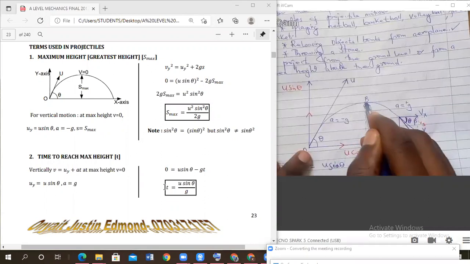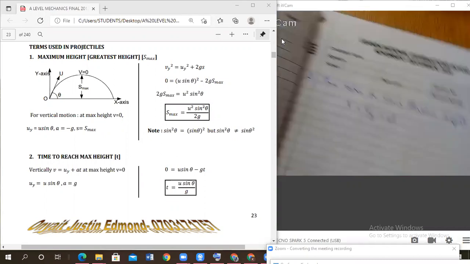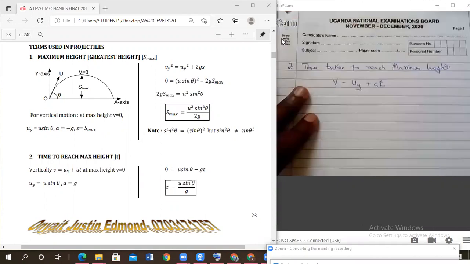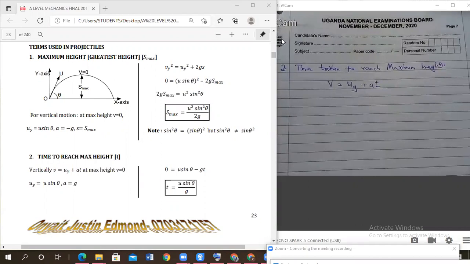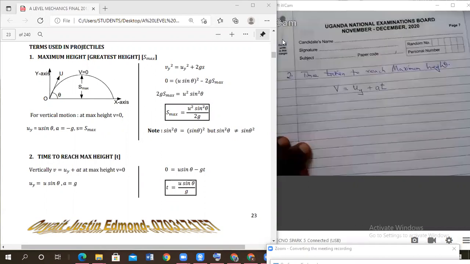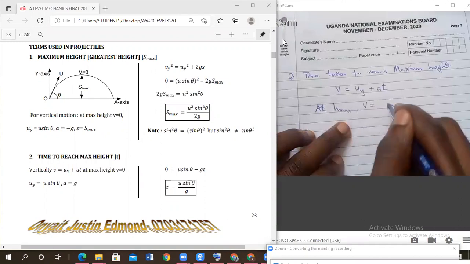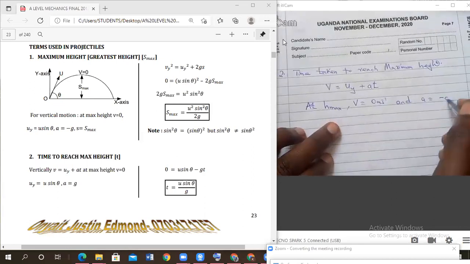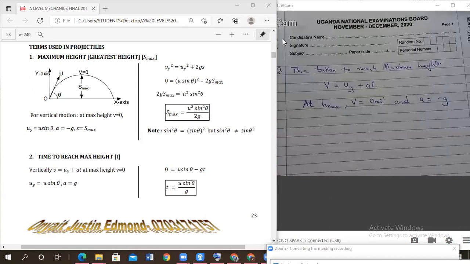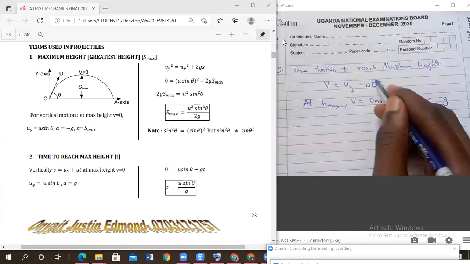Sandra, are you seeing? Yes. We want to find that time. So how do we find that time? At that point, the body is still moving upwards, not so? Which means the final velocity must also be what? We said at maximum height, V is equal to 0 meters per second, and A is equal to negative G. So we are looking for this time, the time taken to reach the maximum height.